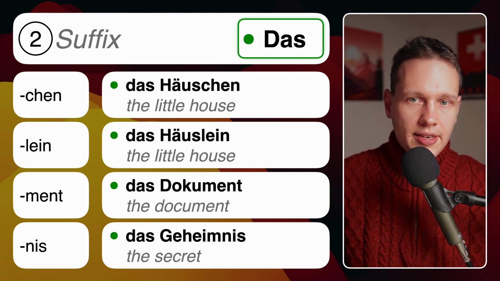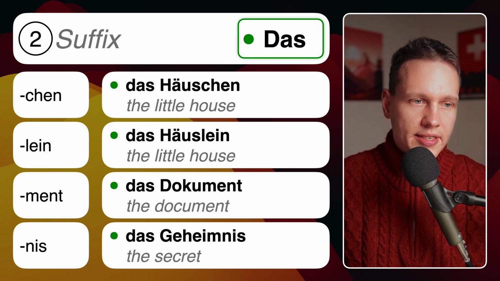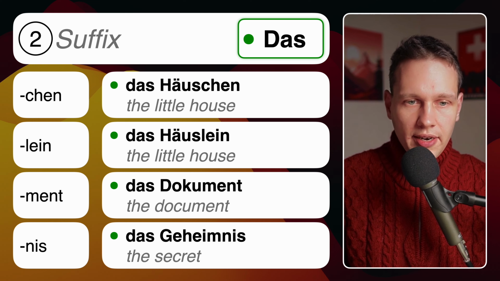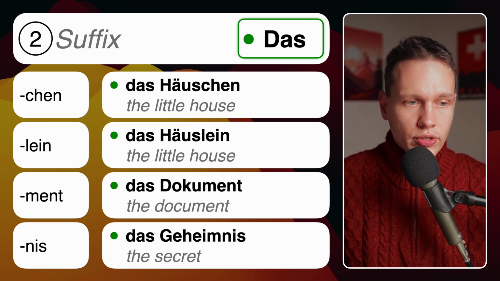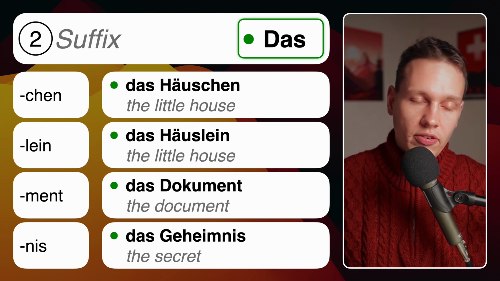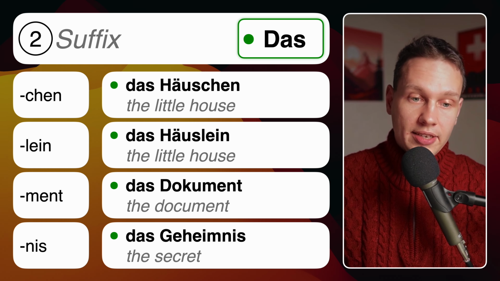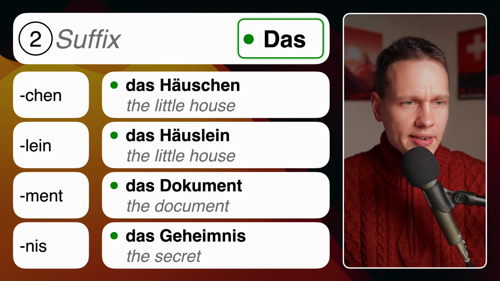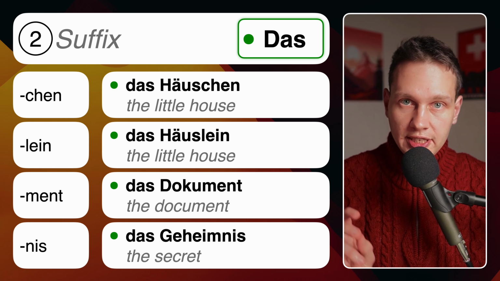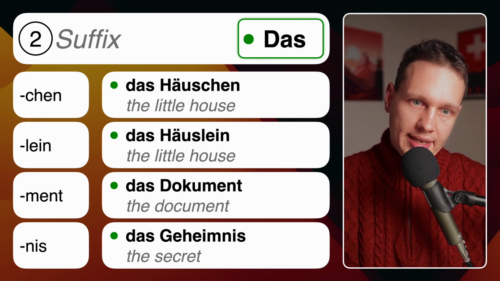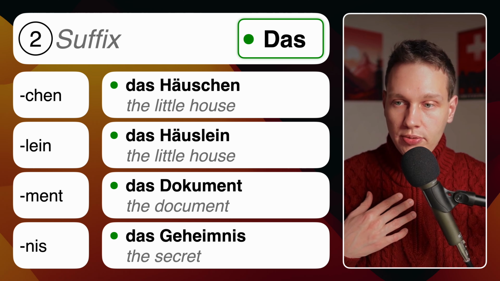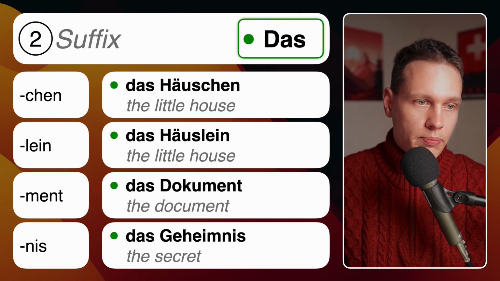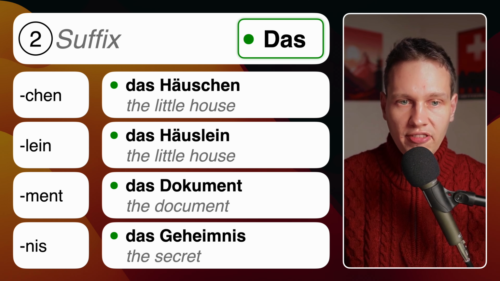All right, and lastly, let's look at das with the suffixes. Here we have chen, for example, das Häuschen, the little house. And we also have lein, which is the same. For example, das Häuslein also means the little house. And so chen and lein are both suffixes that make words cute and small. For example, in Switzerland, we will always use the lein, but in other areas of Germany, they will prefer chen, but the meaning is sort of identical.